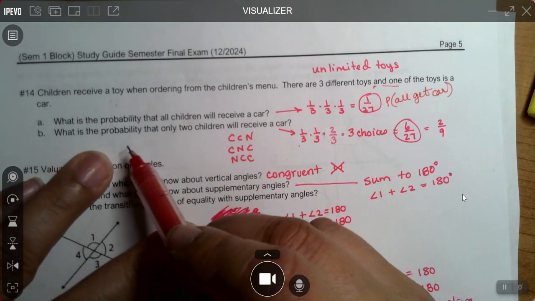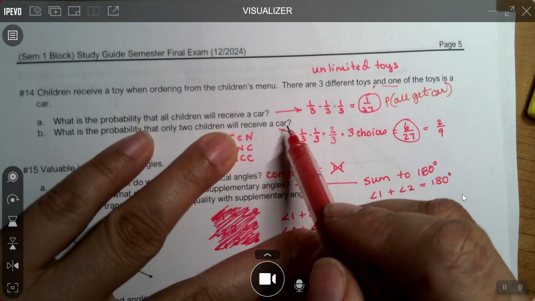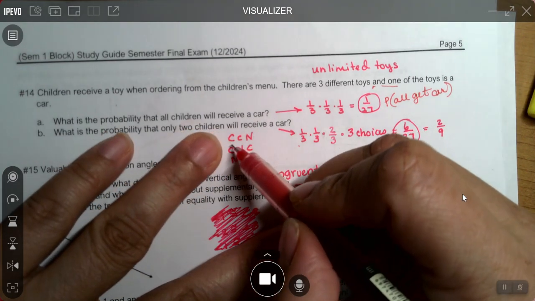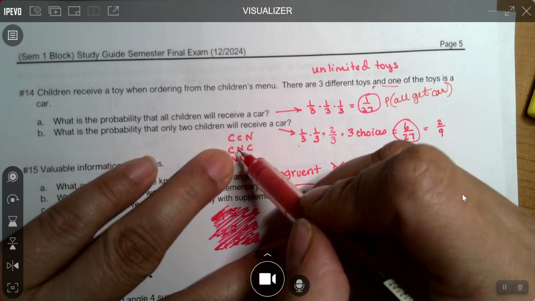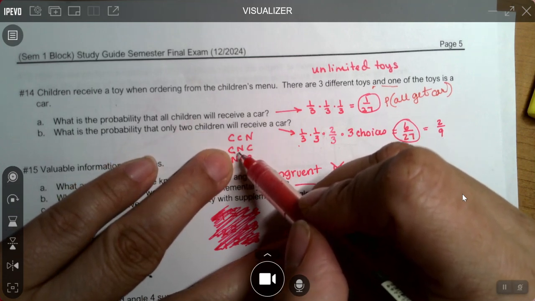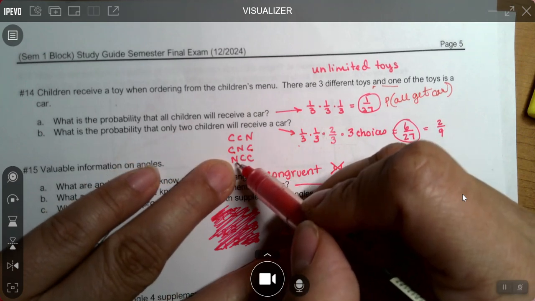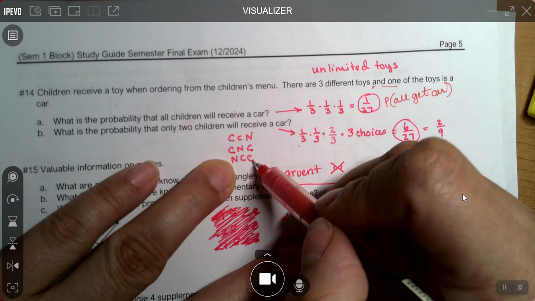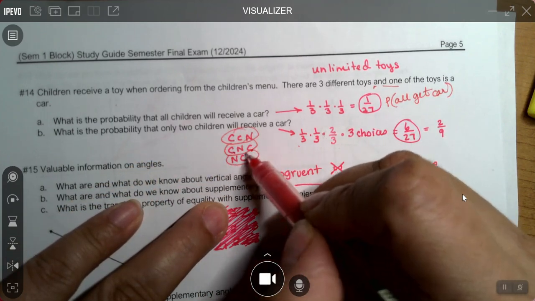Now, what is the probability that only 2 children will receive a car? Now, remember, it's either the first 2 kids receive a car and then the last one doesn't. The first one receives a car, the second one doesn't, and the last one does get a car. Or the first one doesn't get a car and the last 2 get a car. So there's 3 combinations. I mean, three outcomes, okay?